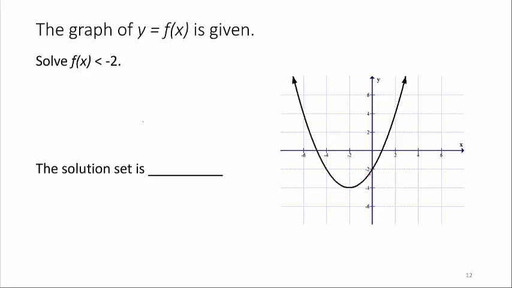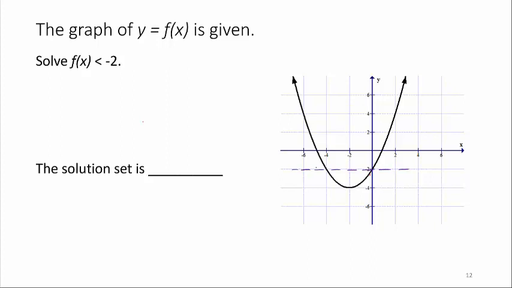So the graph of y equals f of x is given. We see it here. Solve f of x less than negative 2. Remember that f of x is a y value, so you can almost think of that as saying y less than negative 2. It's saying, where are the y values on the function less than negative 2? So I'm just going to draw a line right here, and dash it in at y equals negative 2.